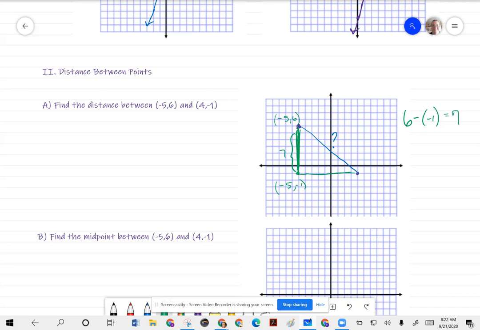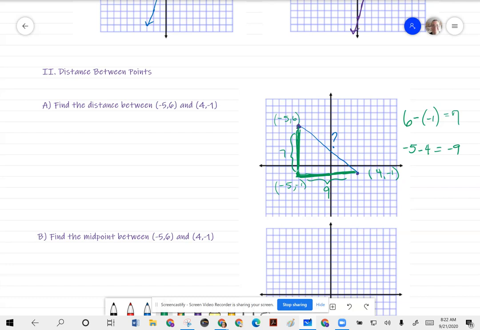So that's 7 units. And so over here, we're going to be looking at the x values, right? Because we're going to be going left and right. So this is 4, -1. So we're going from -5. From here to here is 5, and from here to here is 4, so it makes sense that it's 9. But let's let the algebra give us that. So -5 minus 4 is going to be -9. So we know that the distance from here is 9.